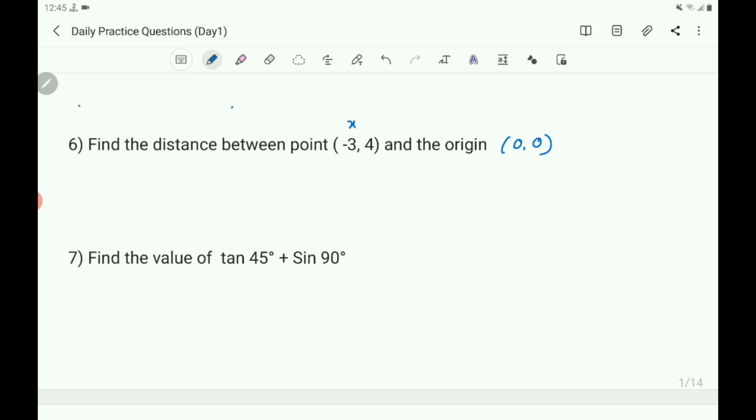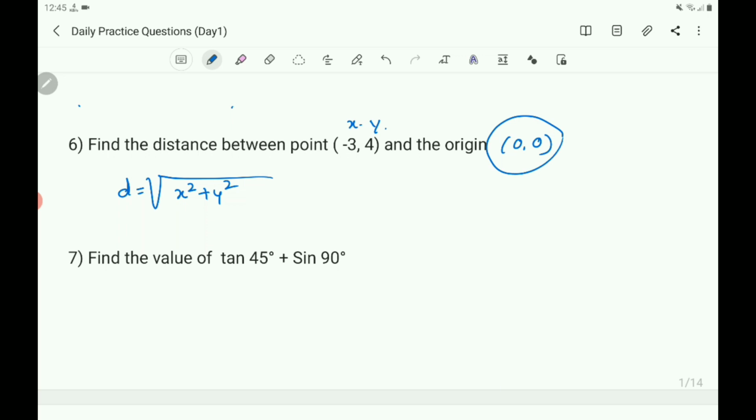And if you take these as x and y, then the distance formula is: distance equals square root of x square plus y square. That is the distance between a point and the origin.